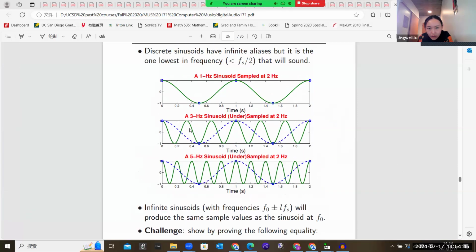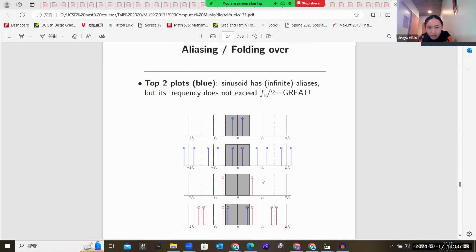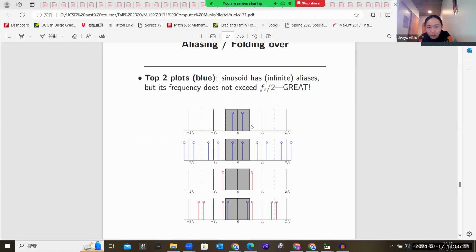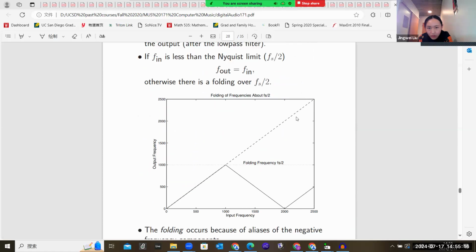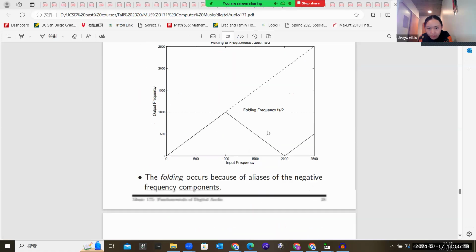Let's see, this gives you a better illustration, right? If your sampling is undersampled, there are too few samples to represent, then you cannot really know how many cycles there are in between. Therefore, maybe just choose the easiest one, the lowest frequency here. This is where the aliasing comes from, and this is folding over, which we just talked about. So this is the folding over, the Nyquist limit, etc.